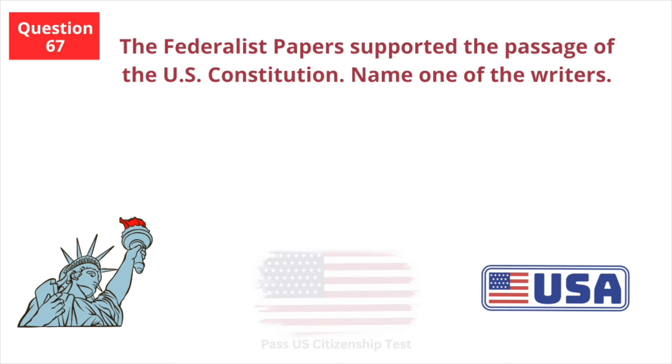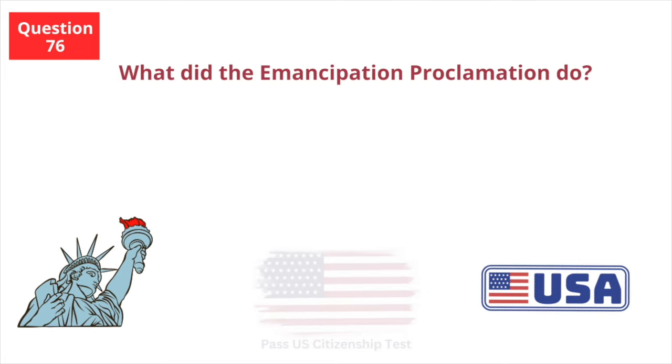The Federalist Papers supported the passage of the U.S. Constitution. Name one of the writers. James Madison. What did the Emancipation Proclamation do? Freed the slaves.